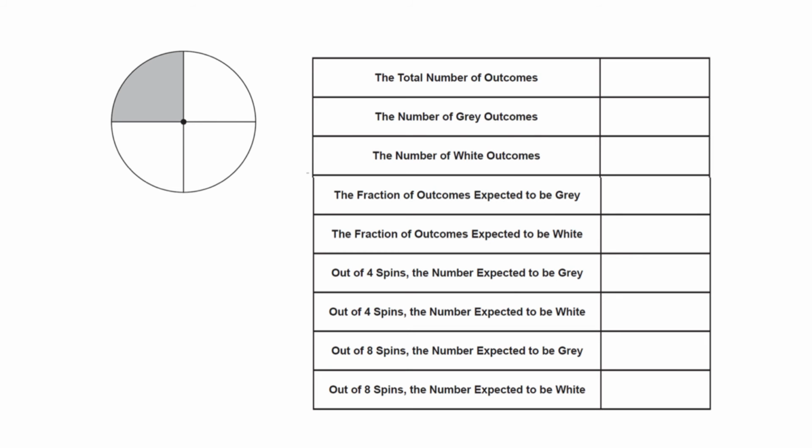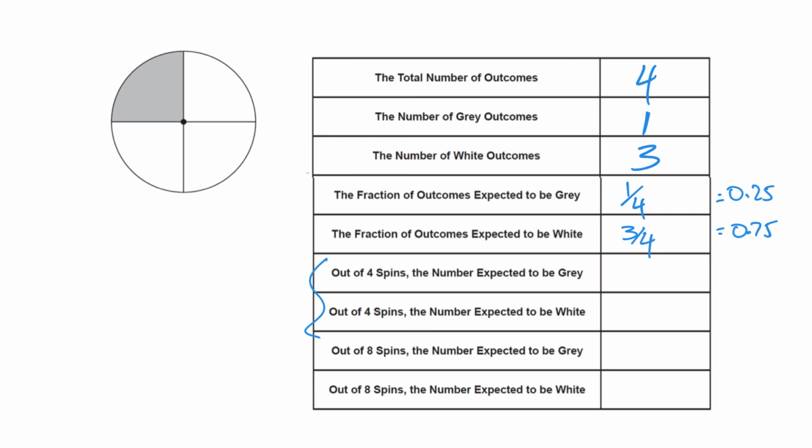And here's another more detailed slide looking at this spinner. Total number of outcomes, there are 4. Number of gray, there's 1. Number of white, 3. The fraction of outcomes expected to be gray, that's 1/4. The fraction expected to be white, 3/4. So for the grade 6s, here's the decimal that you need. Grade 5s, I recommend you doing the decimal too, but I don't know. You're going to do it anyways.